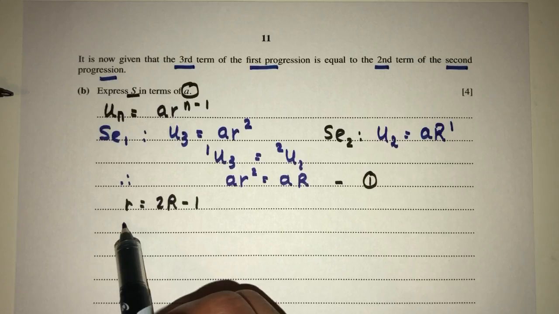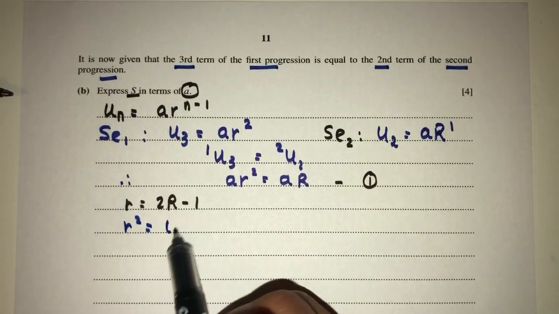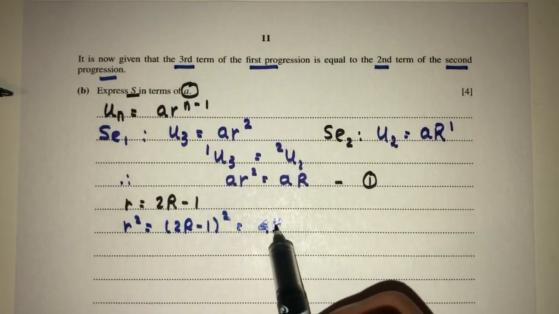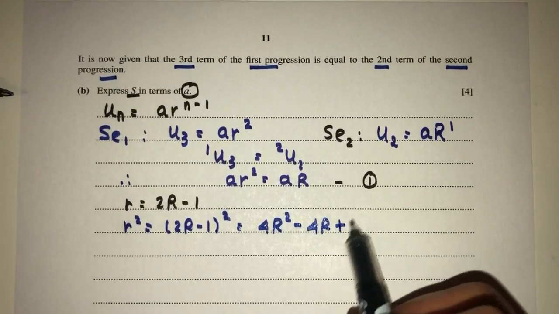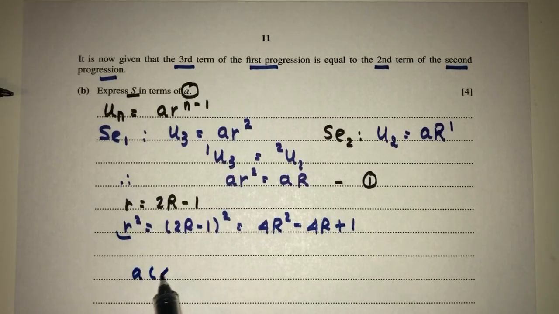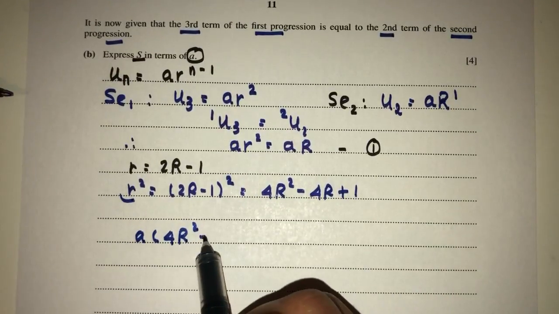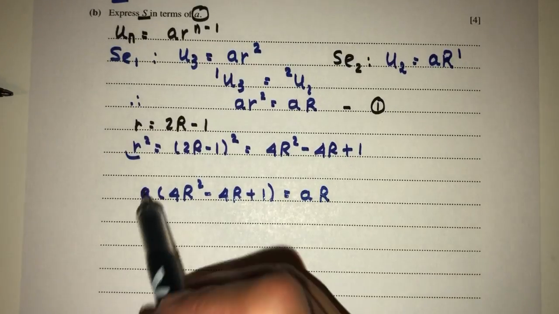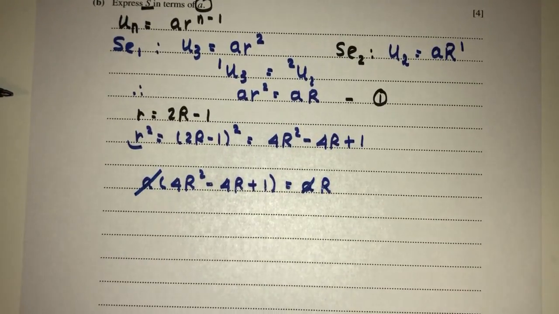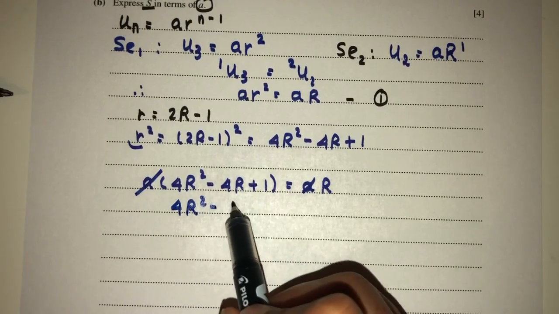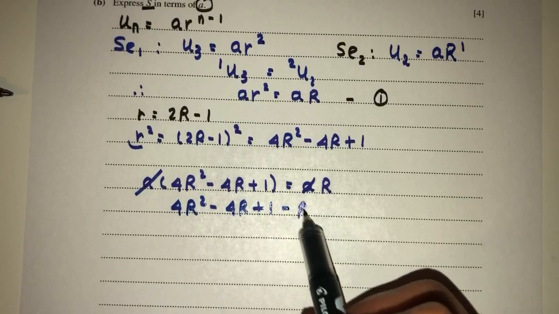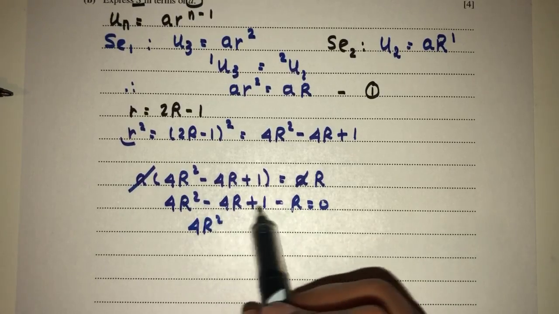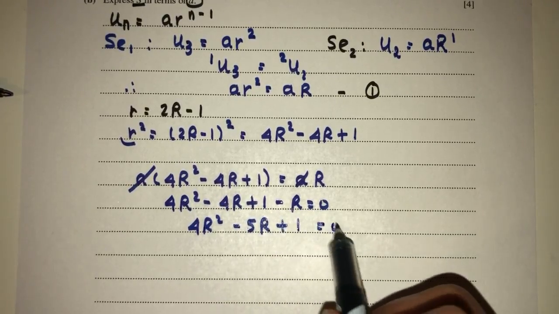So here we have r squared. So r squared will be 2R minus 1 squared. That will be 4R squared minus 4R plus 1. Replace r squared back here, you will have A times 4R squared minus 4R plus 1 is equal to AR. So A will cancel out. Then you will have 4R squared minus 4R plus 1 minus R is equal to 0. You will have 4R squared, minus 4 minus R will be minus 5R, plus 1 equal to 0.